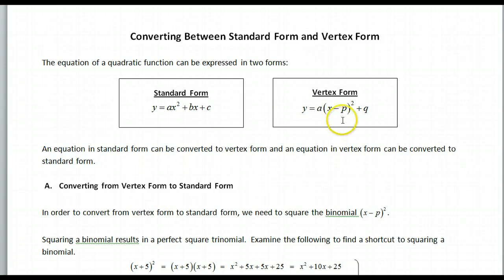Vertex form is very useful. We know where the vertex is. It's at p and q. A tells us whether it opens up or down and if there's a vertical stretch. And over here, a tells us the same thing, but from here we don't really know too much else about it except for the c value, which we know is the y-intercept.